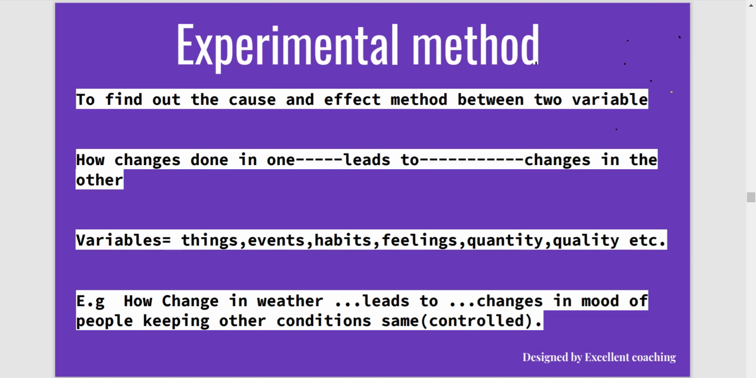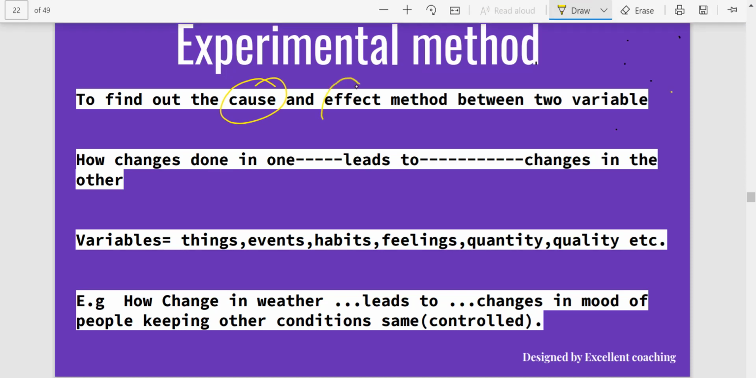Let us discuss the experimental method. So what is this method? This is an investigation method used by the psychology researcher to scientifically test the hypothesis. And this method is particularly used when we want to find out the cause and the effect.